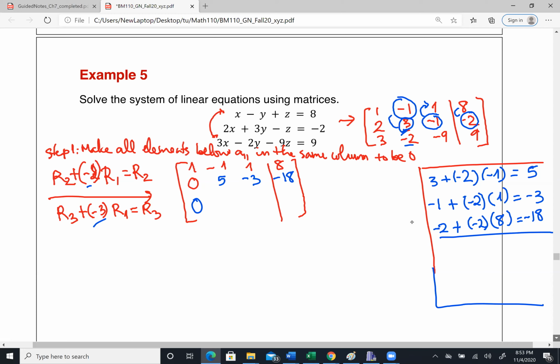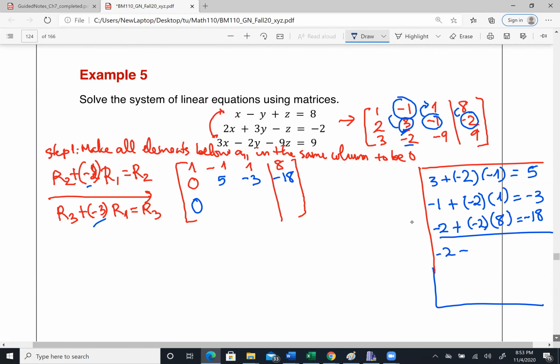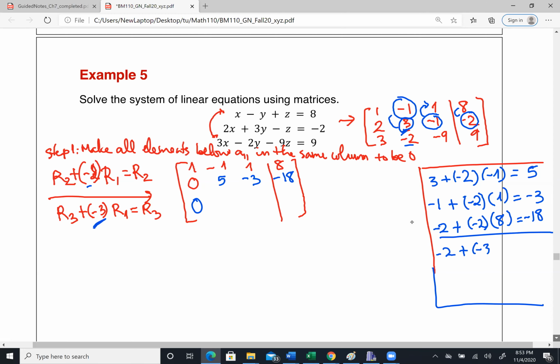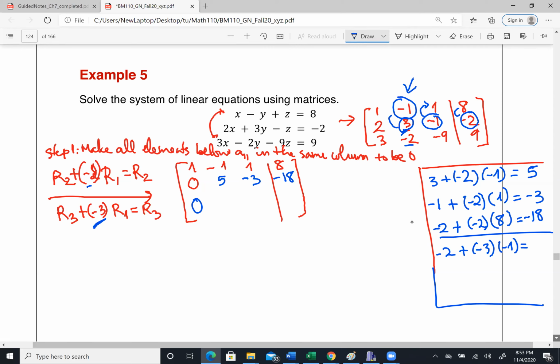Using -2 here, put -2. I add with -3 multiplied by R1. Where's your R1? This one still, -1. What is that equal to? -2 plus 3 is going to be 1.